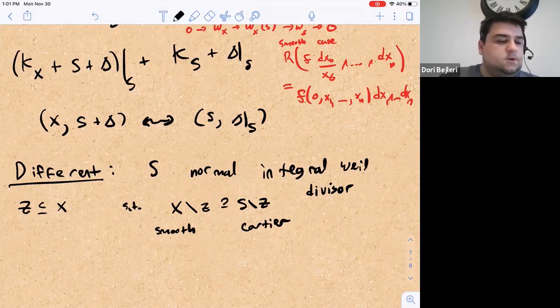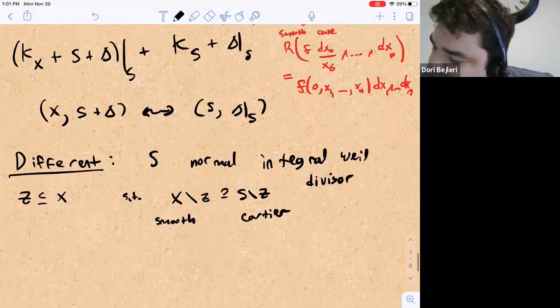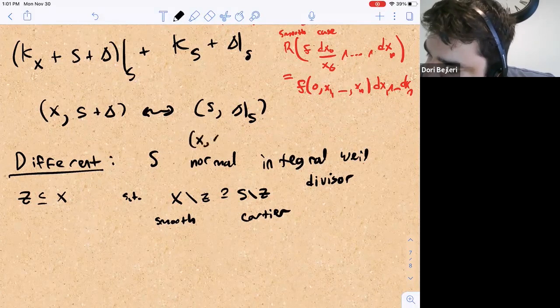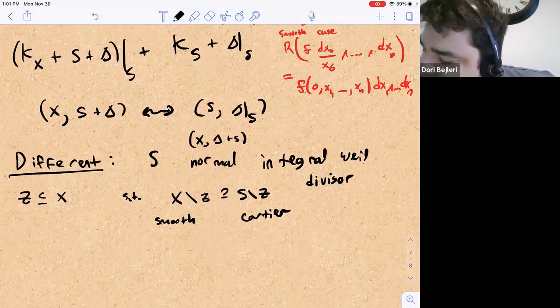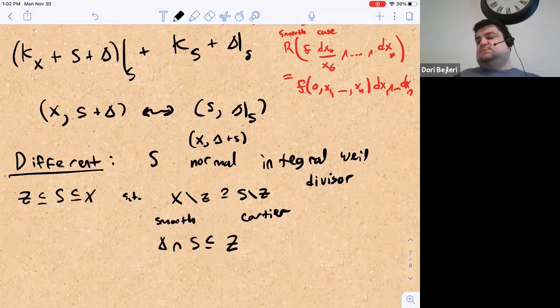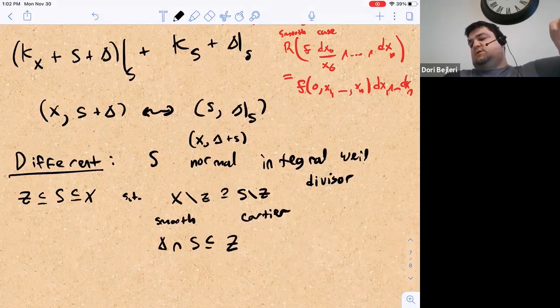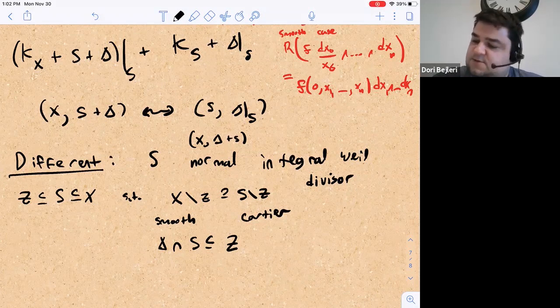And then we want to assume a little more. We also want to know that, because we have a pair here, we have a pair (X, Δ + S), so we also want to know that Δ intersect S is contained in the set Z. So the Z should really be inside S. Okay, so in this case we can take Z to be a codimension 2 subset which contains the intersection of Δ and S, and away from it, X is smooth and S is Cartier. And let's also assume that S and Δ share no components.